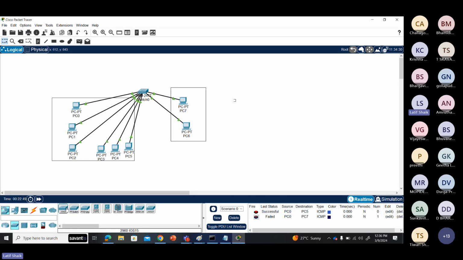So simple. I have taken a switch. There are computers: one, two, three.